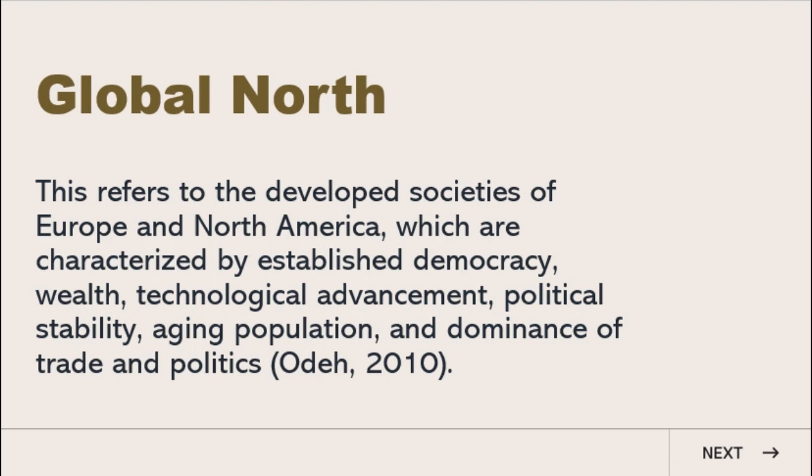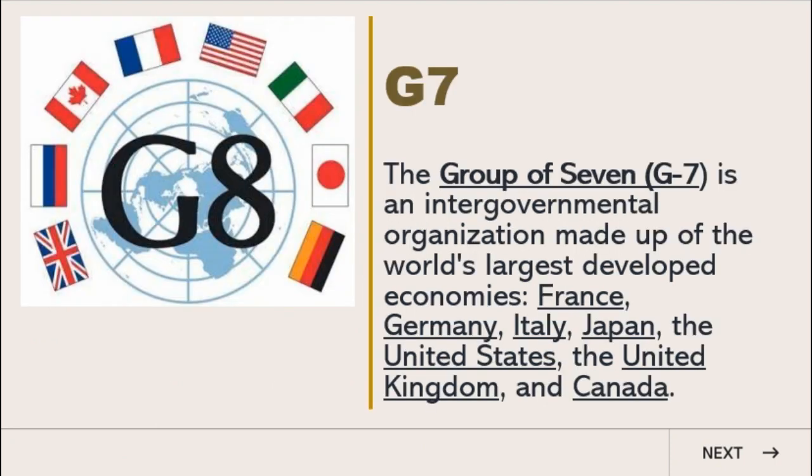Examples of global north are the European and North American countries. So, what's the evidence that countries really in the global north are fitting to this characteristics? Well, we have examples. First is yung G8, or now we call it G7, or the group of seven. So this group is an intergovernmental organization made up of the world's largest developed countries. Who are these countries? We have France, Germany, Italy, Japan, the United States, the United Kingdom, and Canada.